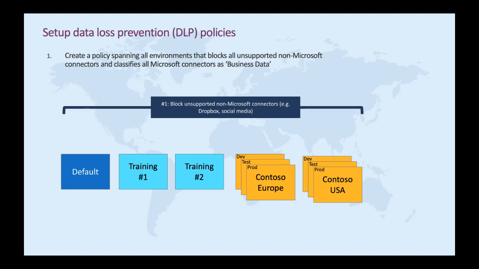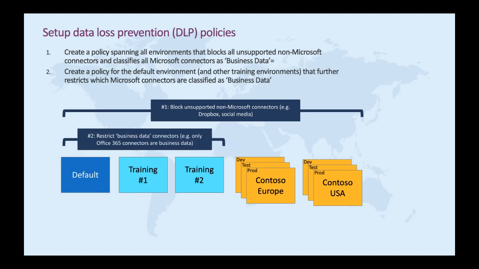Next thing you do is create a policy for the default environment and other training environments that further restricts the Microsoft connectors, which are classified as business data. What that does is it restricts the business data connectors and then only gives you the Office 365 connectors that are allowed. You want to have a subset of DLP policies to allow users to only connect to certain things for training and for POCs.